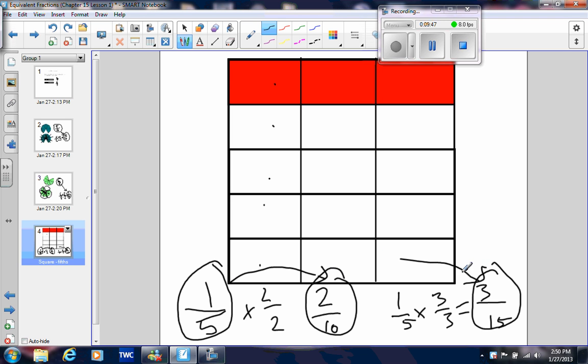All right, so I hope that helps understanding what equivalent fractions are. It's going to be really powerful as we try and add and subtract different fractions, or compare fractions and see which one is larger, to be able to make equivalent fractions. So we'll be doing a lot of this in the future.